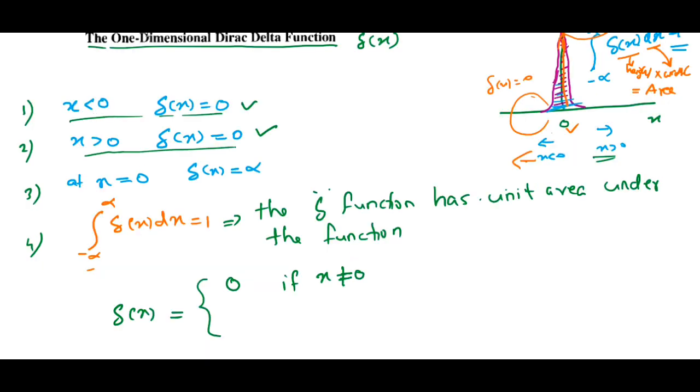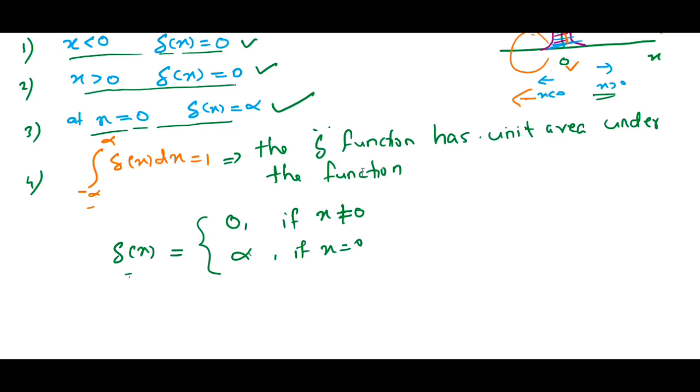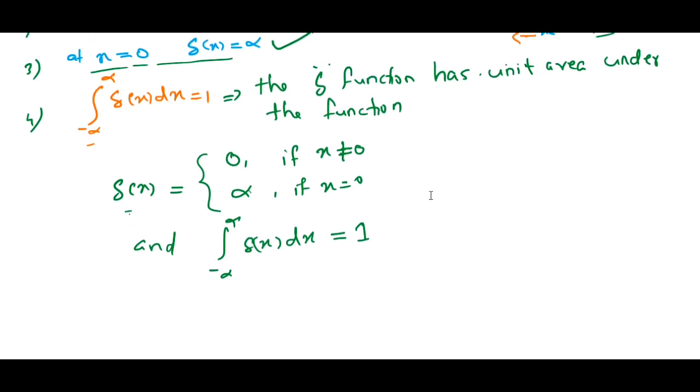Then I can write at the third step, at x is equal to 0, delta x is equal to infinity. This delta x is equal to infinity if x is equal to 0. Together with the fourth equation, that is, minus infinity to infinity delta x dx, the area of the delta function is unity. Okay. Therefore, simply we can say this is the definition of the delta function.